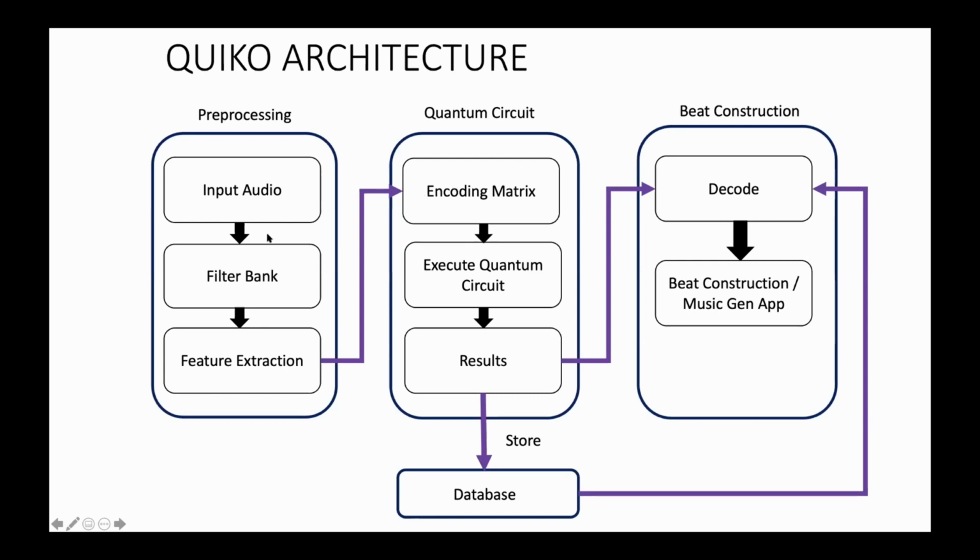So in the pre-processing, we see that we just take a raw audio file, and then I added a new component in here where I filtered the audio signal into three subbands, one for low frequency content, one for mid band frequency content, and one for high band frequency content. And then I perform the feature extraction as I did before. And then I take those measurements, organize them in some kind of matrix, and encode them onto my quantum circuit. And then from there, I measure the quantum circuit over and over and over, and I store those probability distributions in my database.